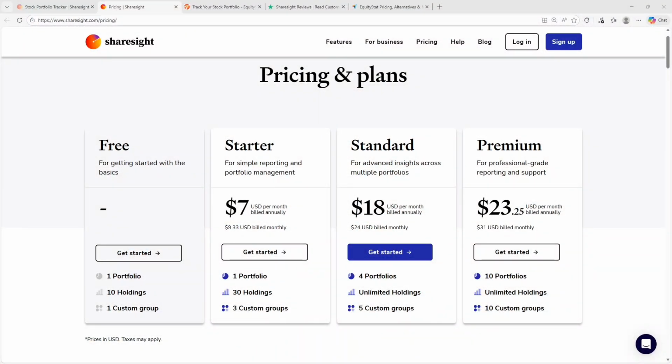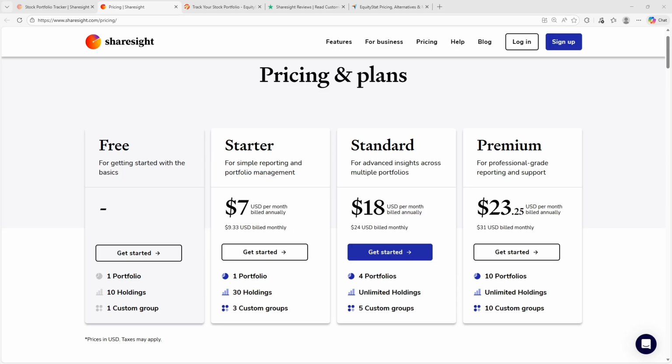Let's start directly with pricing, because this is where Sharesight immediately sets expectations around who the platform is built for. Sharesight uses a tiered subscription model based on portfolio count, holdings, and reporting depth. There is a free plan designed strictly for getting started, limited to one portfolio, 10 holdings, and a single custom group. This tier is useful for testing the interface, but it's not intended for serious long-term tracking.